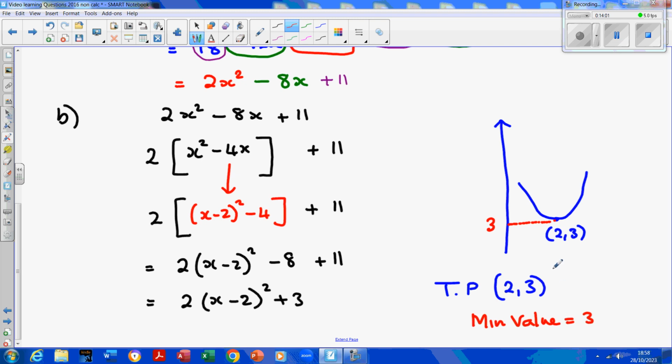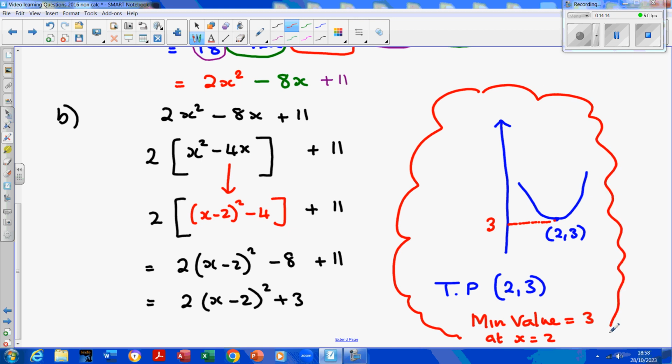Now, sometimes they say, where does it occur? So it occurs when x equals 2. It occurs at x equal to 2. So that wee bit there is just a wee extra bit, okay? But it might be needed in other questions. So while we're doing it and we can see it, we'll just go through it.